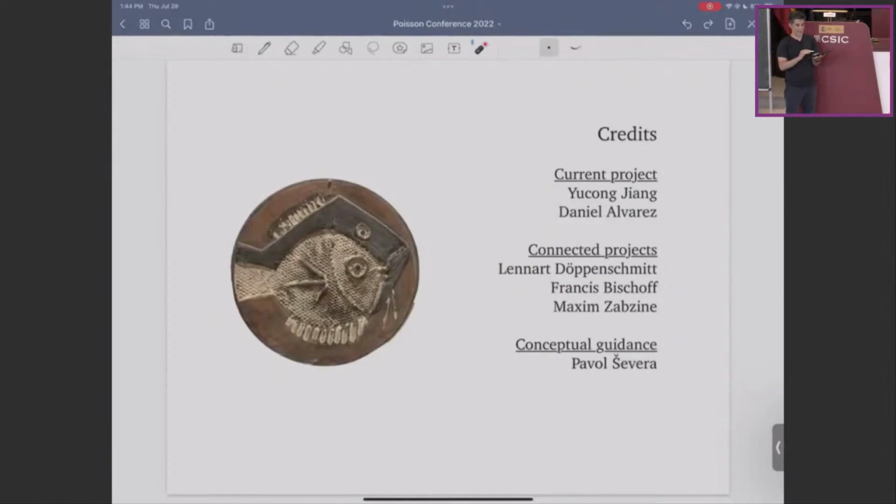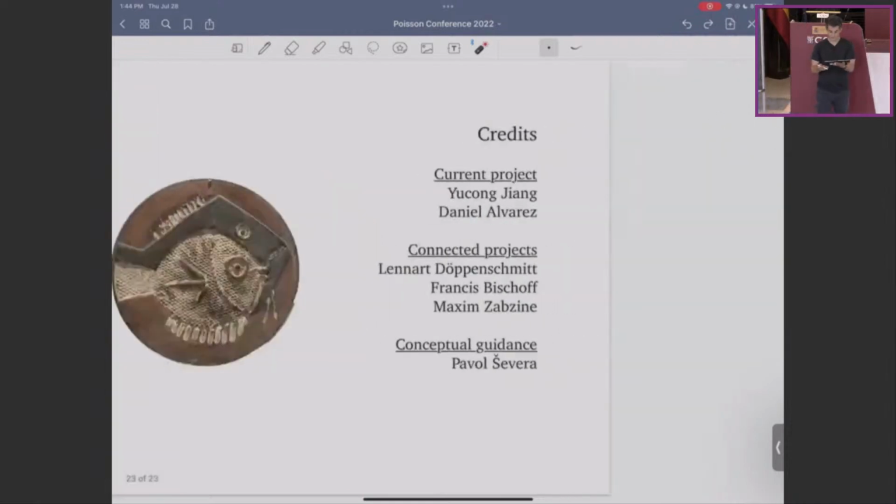It's also based upon the symplectic type work that I did with Francis and Maxime. And it's also related to ongoing work on generalized Kahler geometry that I'm doing with Leonard Doppenschmidt, who's here somewhere. And then of course my guru, Pavel, without whose help I wouldn't have been able to figure it out. Thank you for your attention.